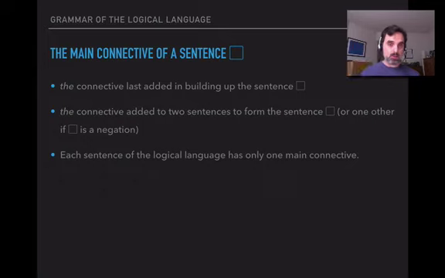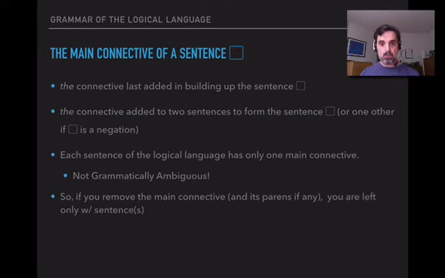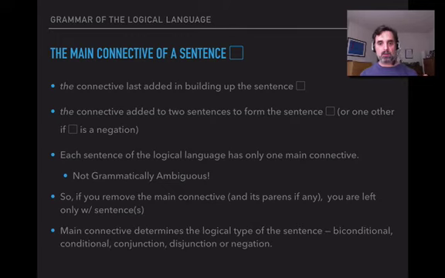So each sentence of the logical language has only one main connective. Some English sentences have multiple main connectives. Those are ambiguous sentences. But because our sentences have only one main connective, there's no ambiguity in any of them. Now, one way to tell when you're looking at a sentence which connective is the main connective: take it away, and you should be left with only sentences. If you're left with non-sentences, then it wasn't the main connective. And we'll be applying that test later on in the next video.